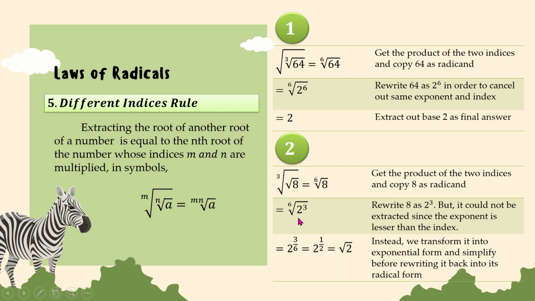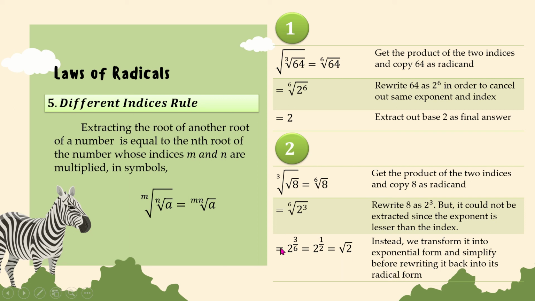Are they divisible? It is not divisible. 3 is only a multiple of 6, but it is not divisible. So what shall we do? Instead of extracting out, we transform it into exponential form. The 6th root of 2 cubed, we rewrite as base 2 with exponent 3 over the index 6, from radical to exponential. We transform it into its exponential form and simplify before rewriting it back into its radical form.